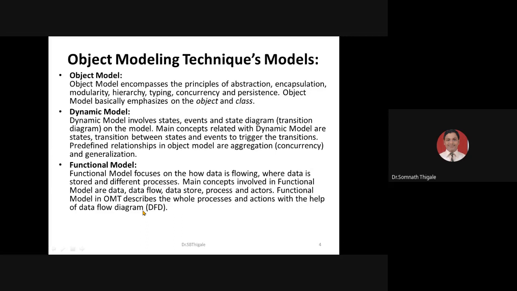Am I audible? Can anyone reply? Yes, am I audible? My screen is visible. I asked you a simple question. Can anyone give me the idea? What is the difference between diagram and model? Or are both the same?